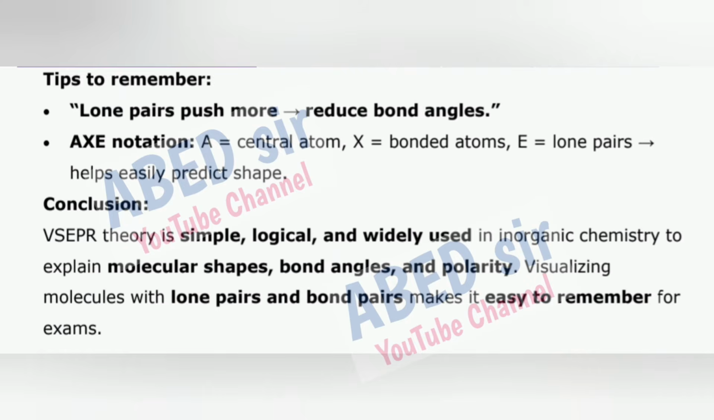Tips to remember. Lone pairs push more and reduce bond angles. AXE notation: A is the central atom, X is the bonded atoms, E is the lone pairs. It helps easily predict shape. Conclusion: VSEPR theory is simple, logical, and widely used in inorganic chemistry to explain molecular shapes, bond angles, and polarity. Visualizing molecules with lone pairs and bond pairs makes it easy to remember for exams.